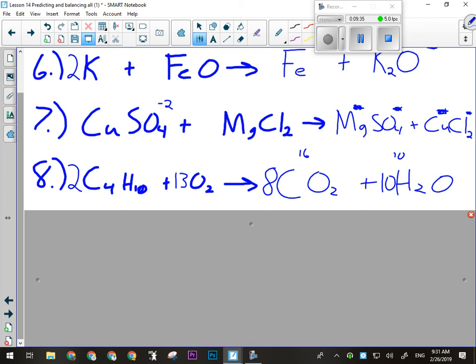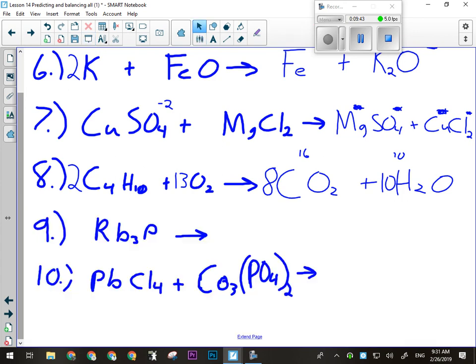Questions on 8? So with combustion reactions, the prediction part is easy. The balancing part we have to play around with a little bit. A couple more here that I want you guys to try. Try 9 and 10, and then we'll go over those.